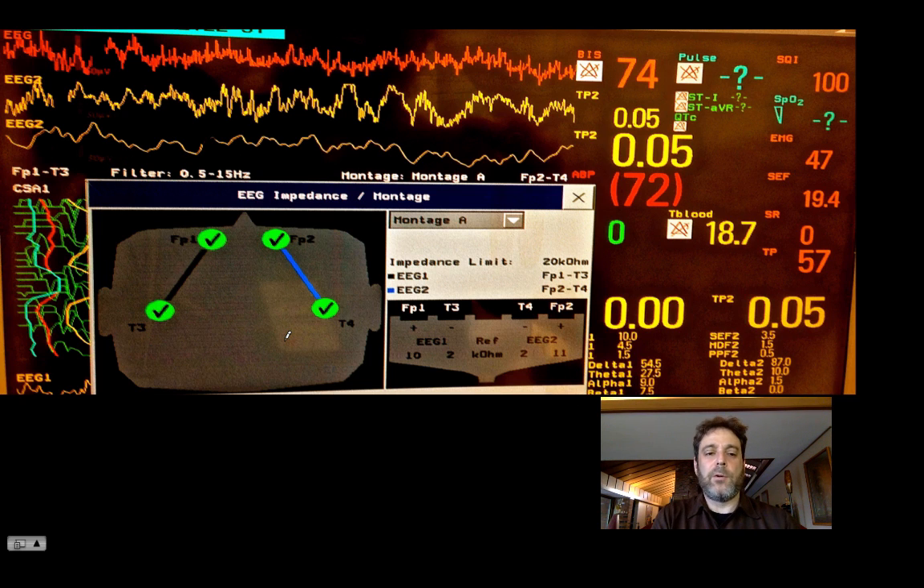Here is an example of impedances, and they're all appropriate, but the impedance limit is 20 kilo ohms, which is relatively generous. If you look, this one is 11 kilo ohms, so not too bad, but starting to be a bit on the high side. These are the right-sided electrodes, these are the left-sided electrodes from frontal pole 1 to temporal 3, and then from temporal 4 to frontal pole 2.